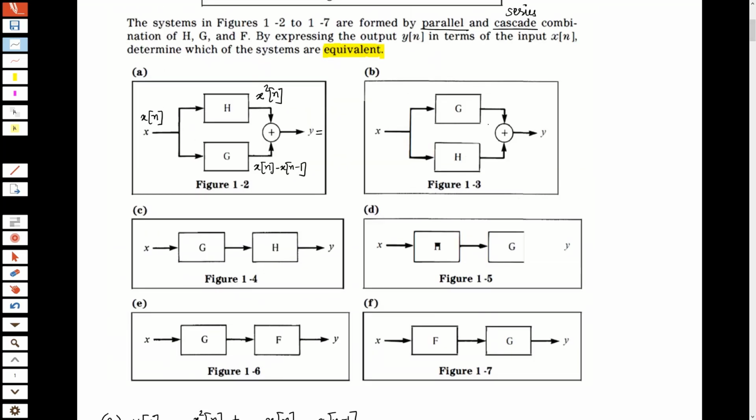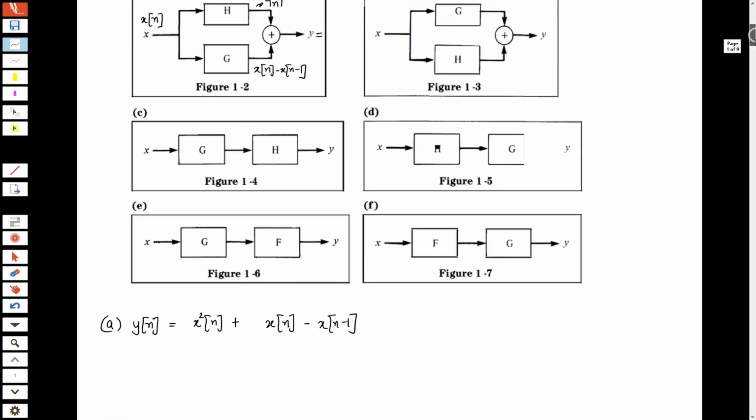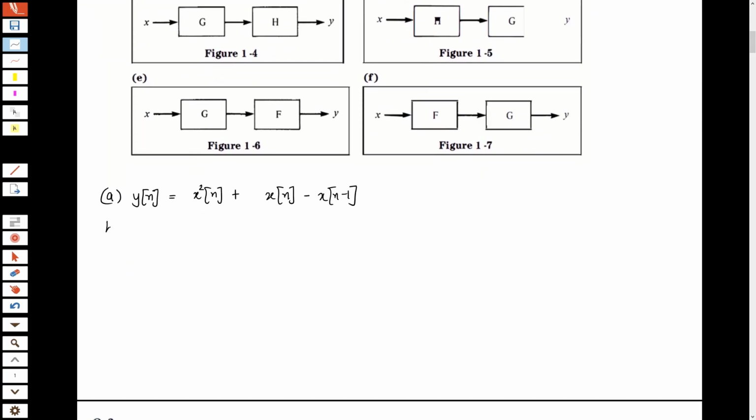Part B, we notice that G and H are added together. So we know that output of y will be simply whatever is the output of G plus whatever is the output of H. So we can clearly see that it doesn't matter whether this block was placed up or down like it is placed in part A, because addition is commutative. You can say that part B output is also the same, right? Plus x squared [n].